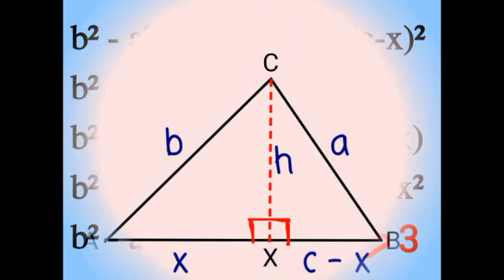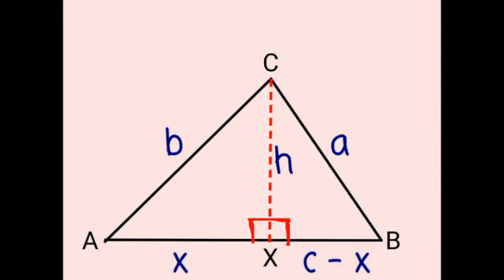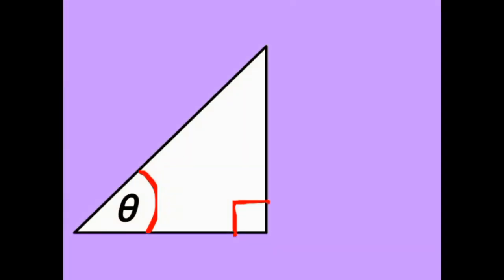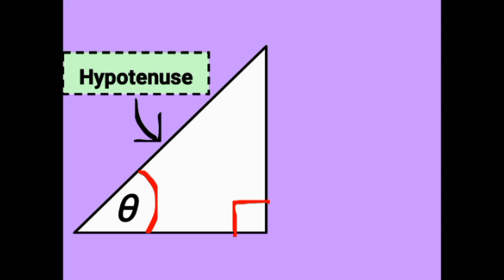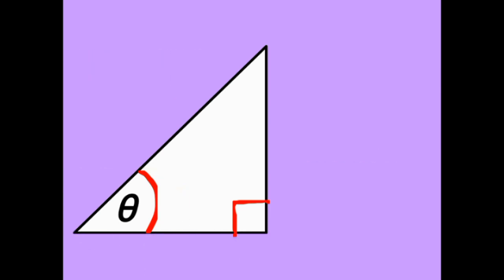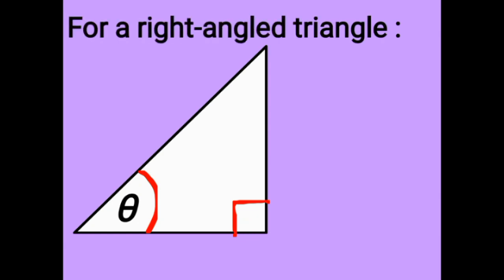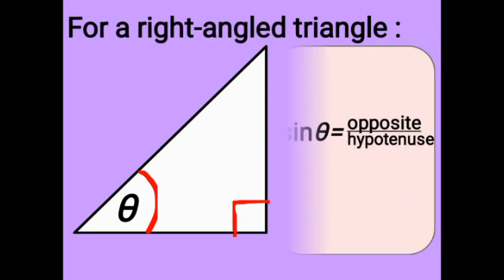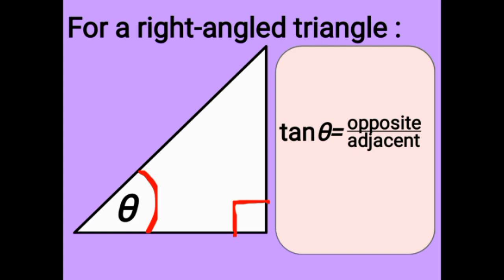Remember, you can use the standard trigonometric ratios for right angle triangles to prove the cosine rule. Before moving forward, let's take a quick look through the standard trigonometric ratios for right angle triangles. Here is a right angle triangle with an angle labeled theta. This is the hypotenuse. If we look from this angle, this is the opposite and this is the adjacent. The standard trigonometric ratios are sin theta equals opposite over hypotenuse, cos theta equals adjacent over hypotenuse, and tan theta equals opposite over adjacent.